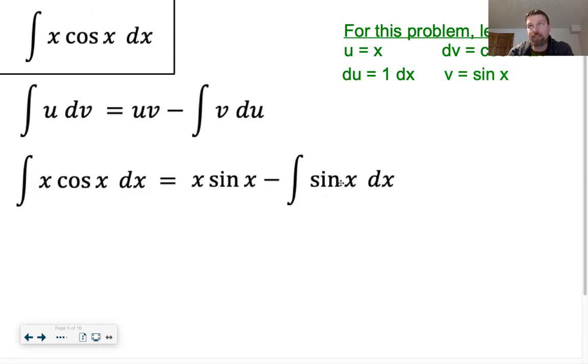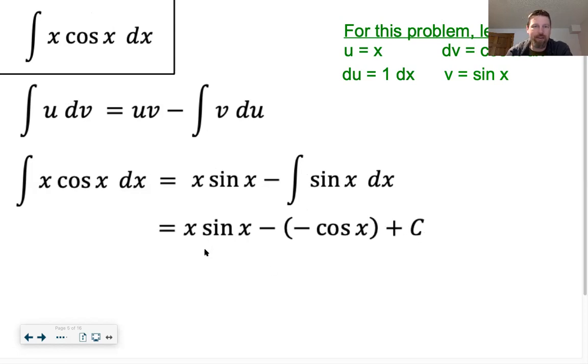The antiderivative of sine is negative cosine. So then I can rewrite this as x sine of x minus negative cosine of x, plus c, of course. Since there aren't any numbers here, we have to have that constant of integration. And then a quick simplification: minusing a negative is like positive. There is my answer. The integral of x cosine of x is x sine of x plus cosine of x, and plus some constant of integration.